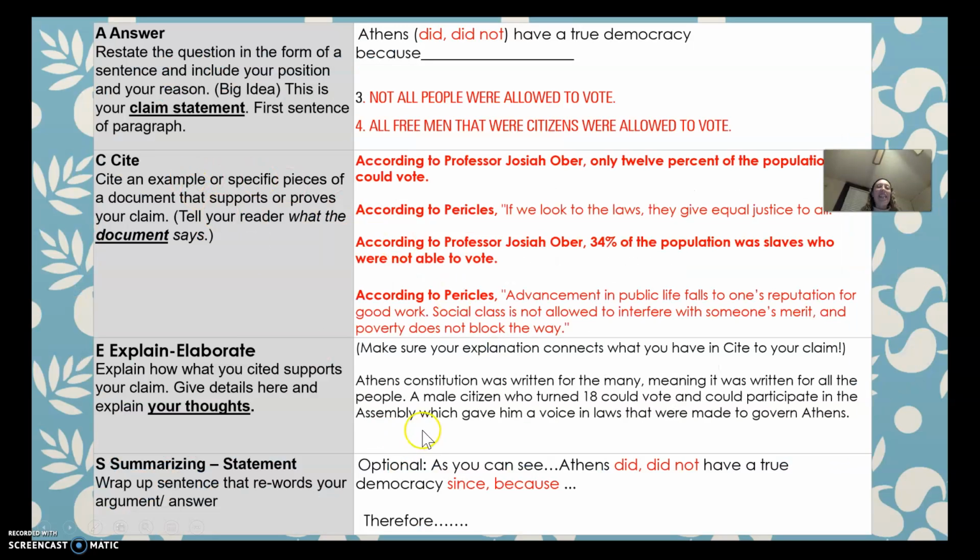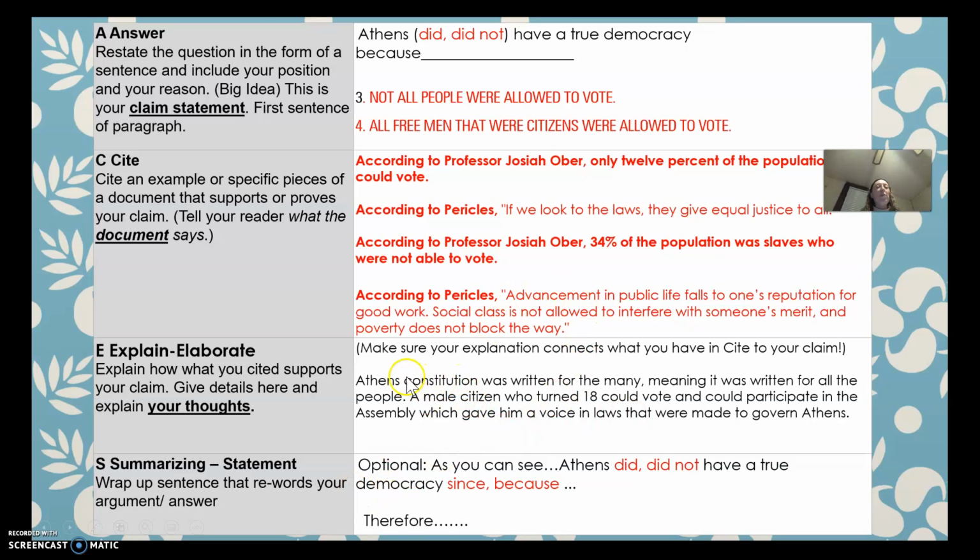So, here's an example of a good explain. Athens' constitution was written for the many, meaning it was written for all the people. A male citizen who turned 18 could vote. And so going back to some of that information, it's just fine to look back at your Athens and Sparta assignment if you need to find some more information about people of Athens, if that's what you need to make your explain clear.